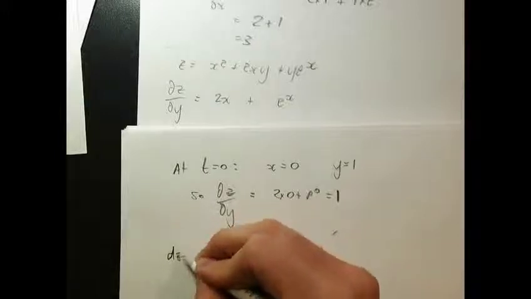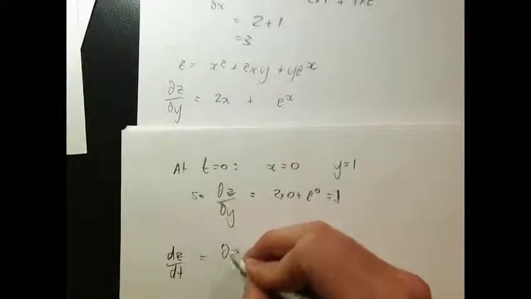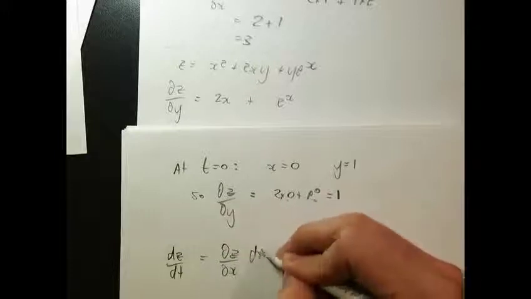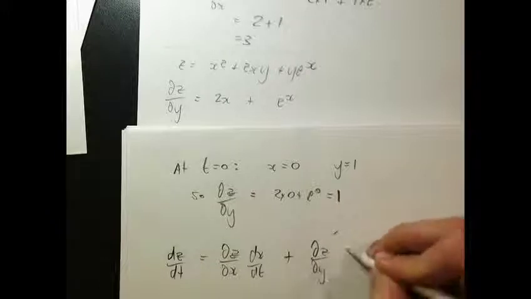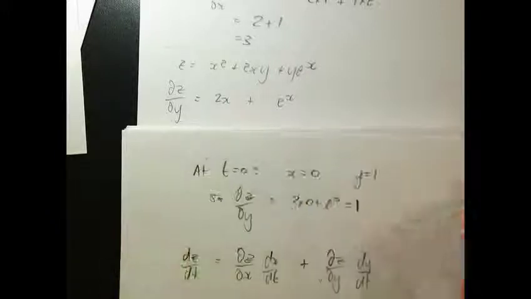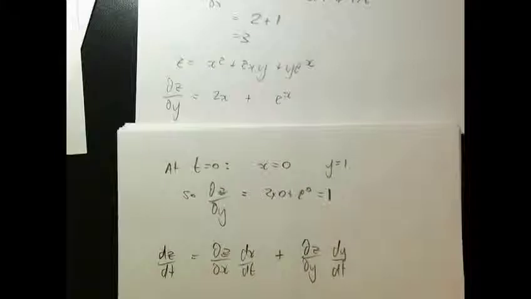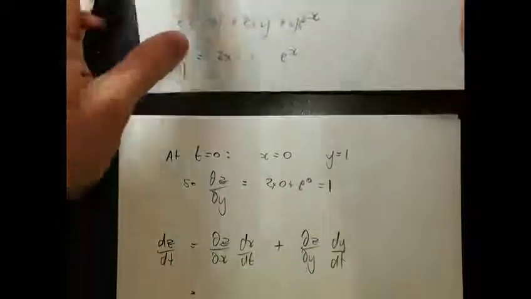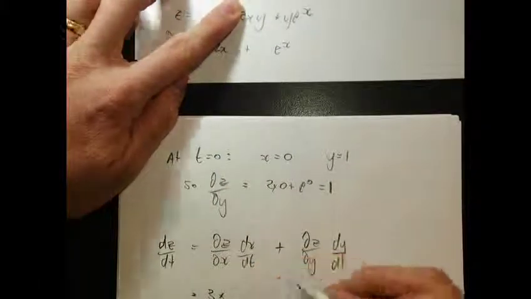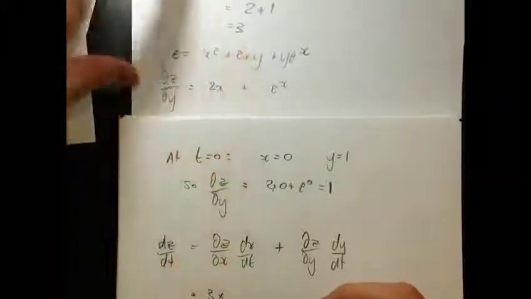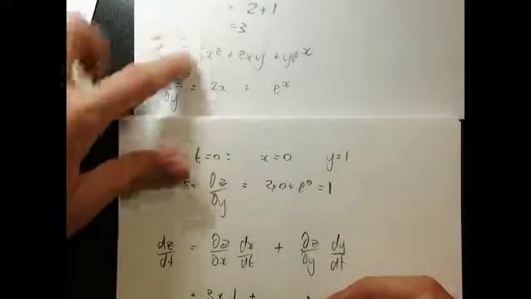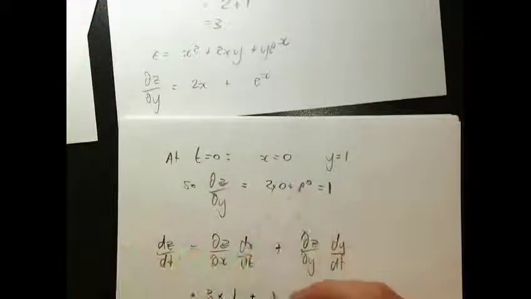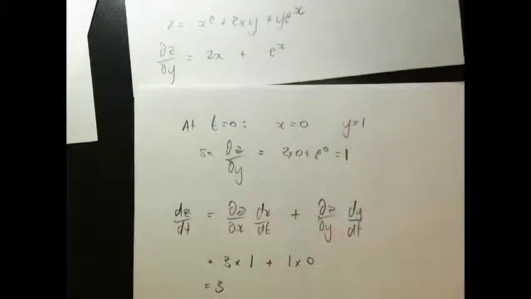So dz on dt was dz on dx times dx on dt, and separately dz on dy times dy on dt. And let's go looking. dz on dx was 3. dx on dt was 1. dz on dy, we just figured that out, is 1. And dy on dt was 0. So we get 3.